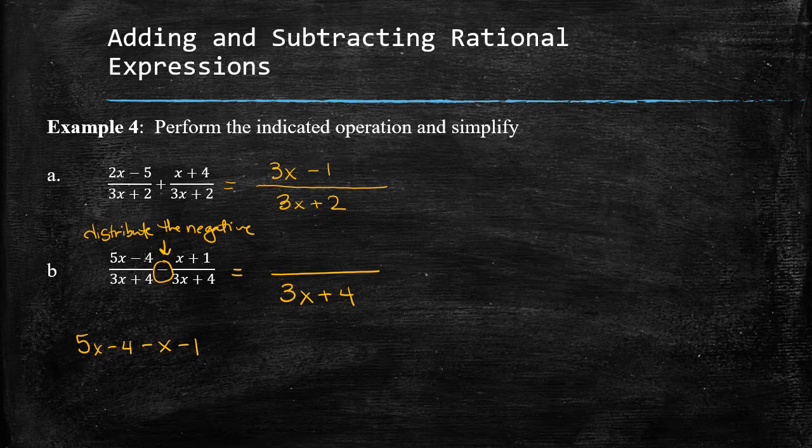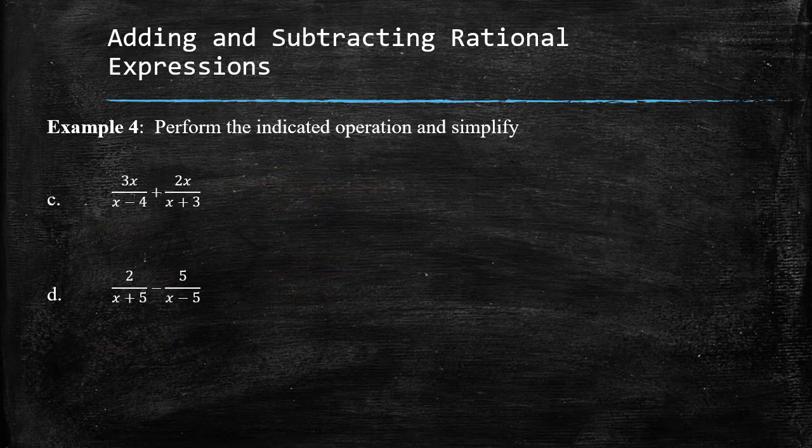Okay, so 5x minus x is going to give me 4x, and then a negative 4 minus 1 is negative 5. Good. And then again, this is already in lowest terms. I can't factor, so nothing cancels. Good. The next two, we no longer have common denominators.